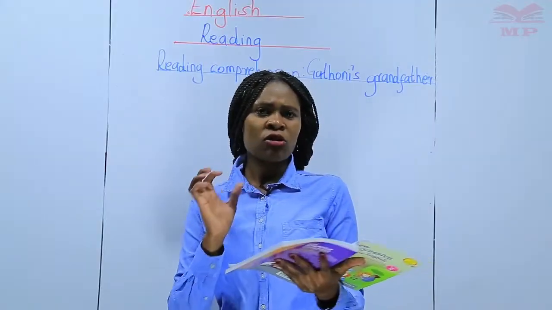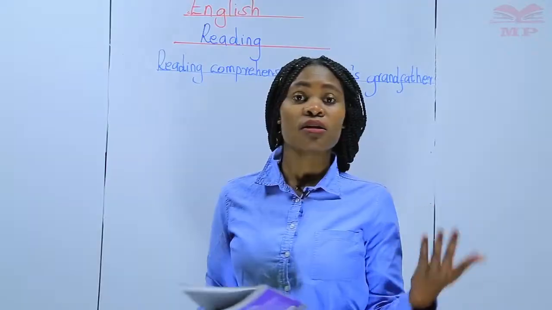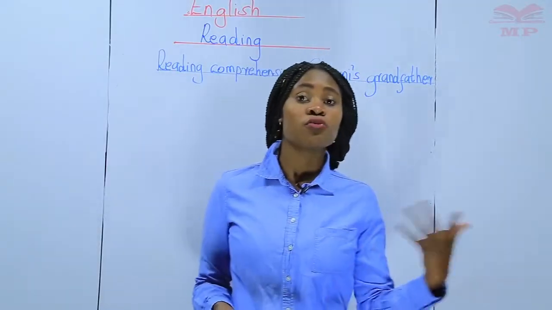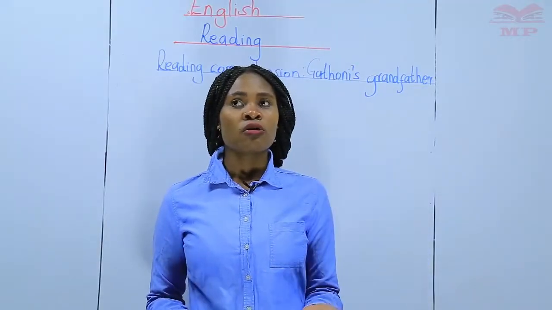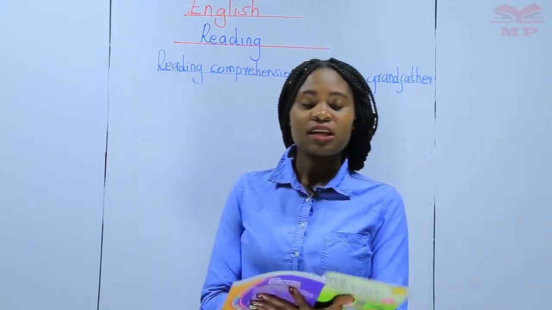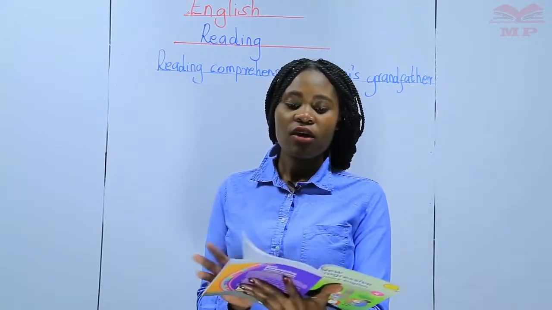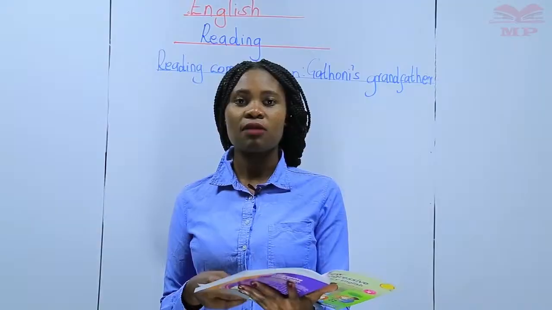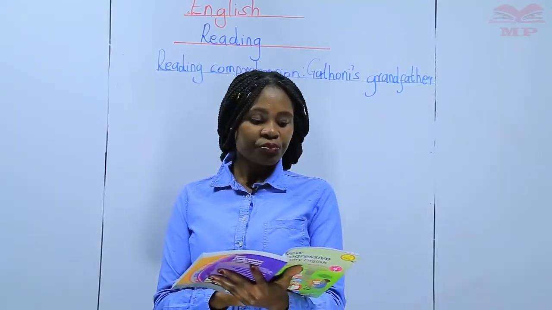Now, an encyclopedia is a book that gives information about many things. When you want to know about families, about plants, about animals, you get it from an encyclopedia. So that's all about Gathoni's grandfather. We have been introduced to Gathoni's grandfather, and in the story we have also come to learn about his great-grandfather.